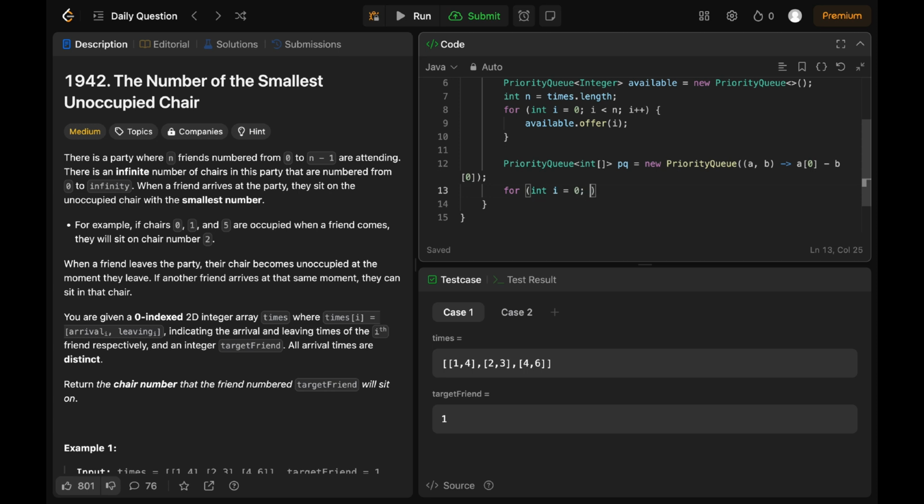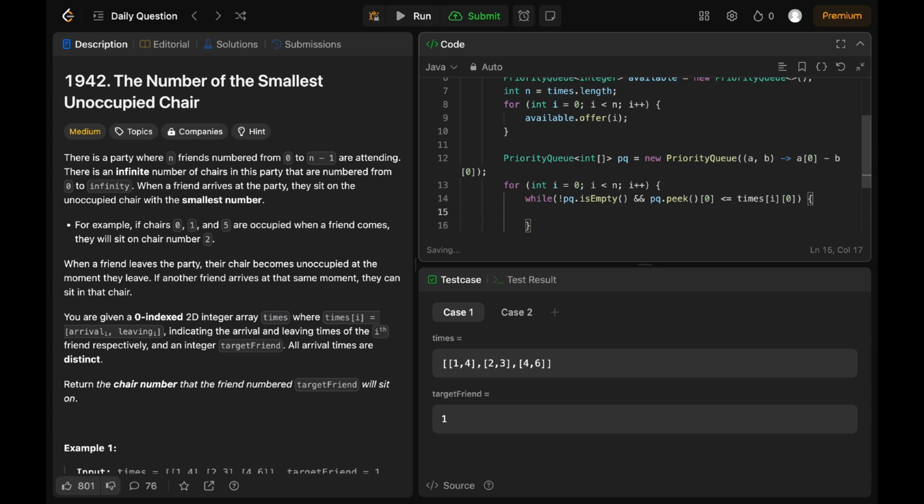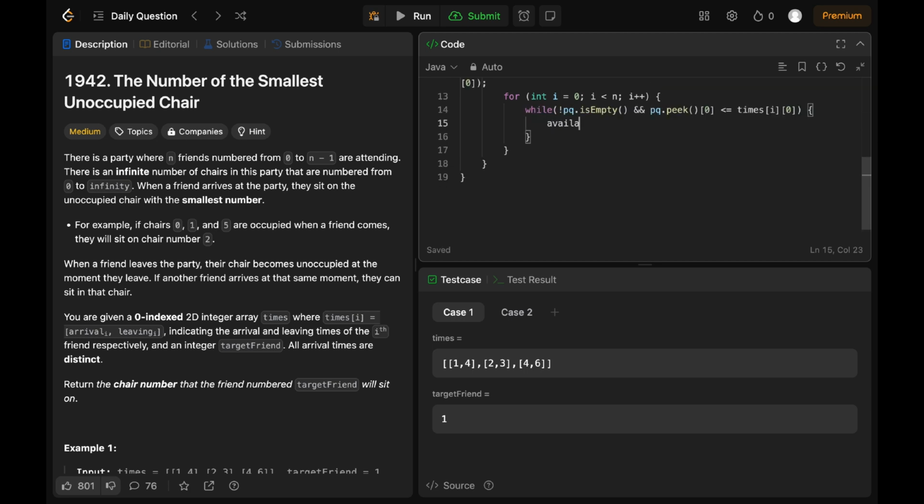So now we will start processing each friend in the times array. Before assigning the smallest available chair to the current friend, we have to free up all the chairs where the occupied friend's departure time is below the current friend's arrival time. So we will check if the priority queue dealing with occupancy is not empty and the element at the top of the priority queue has a departure time less than or equal to the current friend's arrival time, then we should free up those chairs because they would have already left. So how can we do that? We can just say available dot offer the chair for the past departure time, which is stored at index 1.